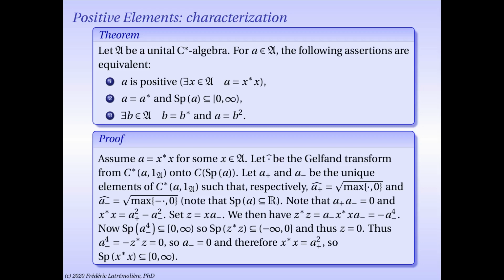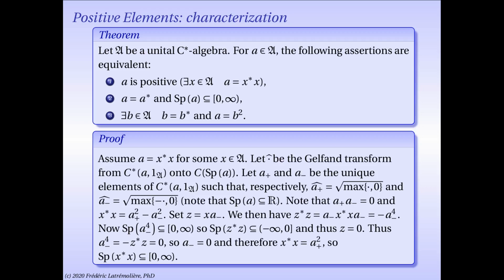Again, the Gelfand transform is a star isomorphism from the C-star algebra generated by A onto the C-star algebra of continuous functions on the spectrum of A, since A is self-adjoint. And we can use that to define two new elements that I'm going to call A plus and A minus. So A plus is the unique element in the C-star algebra generated by A and the unit, such that the Gelfand transform of A plus is the function square root of the positive part, that is, square root of the max between the variable and 0. Similarly, A minus is the unique element of the same C-star algebra whose Gelfand transform is the square root of the max of negative the variable and 0.